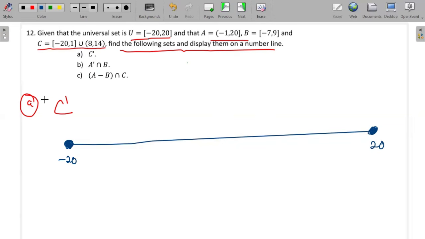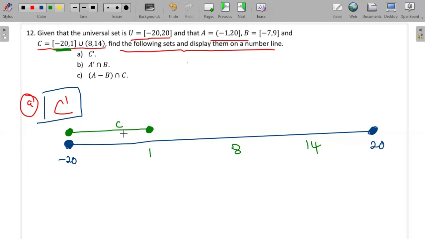And then we're trying to find C complement. So to find C complement, we first have to plot the set C, and then take a look at its complement. So C, let's notice what it has. It has -20 to 1, 8 to 14. So I can say this is my 1, 8, and then my 14 somewhere there. Let's plot the first part here, the -20 to 1. The -20 to 1 is this part here. The -20 is included, even the 1 is included. So this is the first part of C.